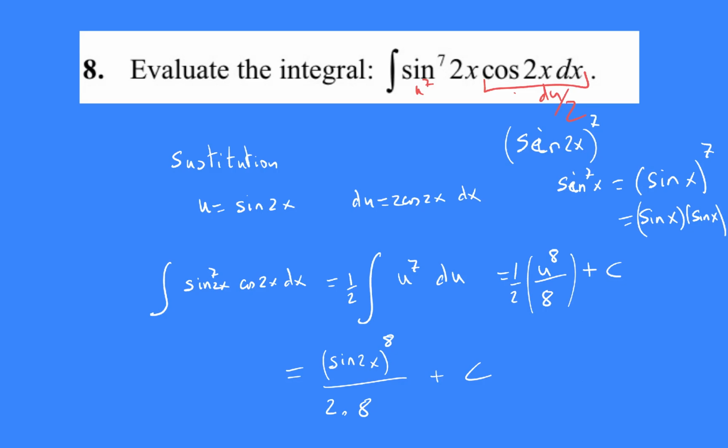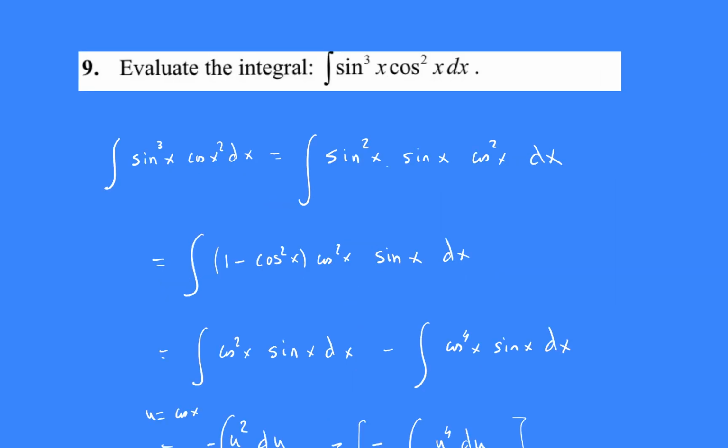And now the problem is solved, because the integral of u to the 7th du is u to the 8th divided by 8. Now, because we named u to be sine of 2x, we replace u by sine of 2x, and it will be sine 2x to the 8th power divided by 2 multiplied by 8, 16, plus c. And this is the final solution. So substitution works in this problem. Go to the next problem.